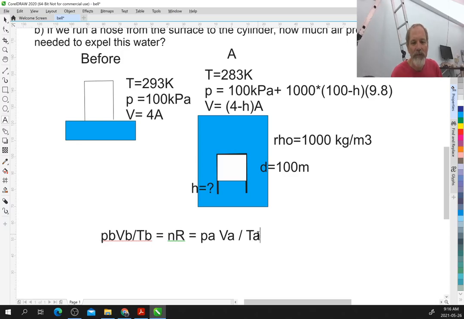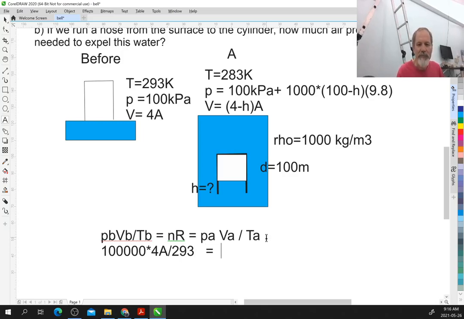We have this equation now, right? We have everything for the before, so we can now substitute everything in. My next line would be to substitute everything in. So I've got 100, P times V is 4 times A divided by the temperature, 293. That's my left side.